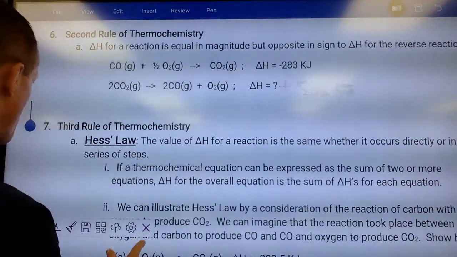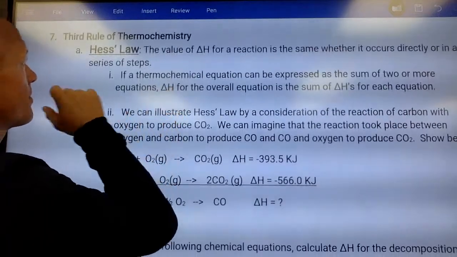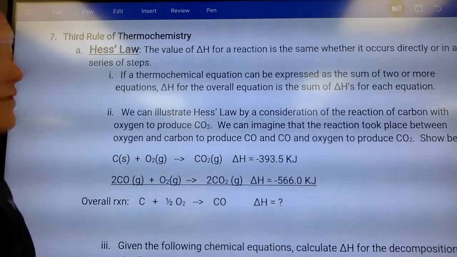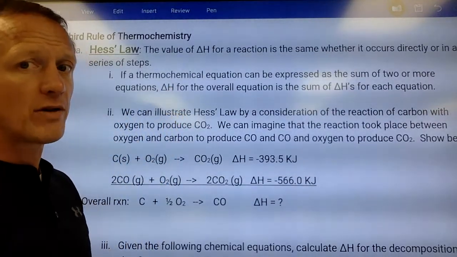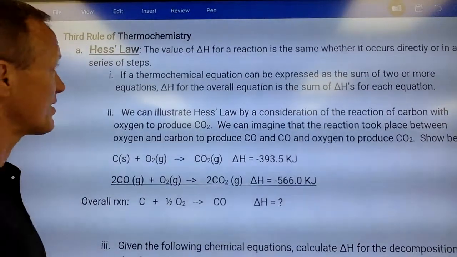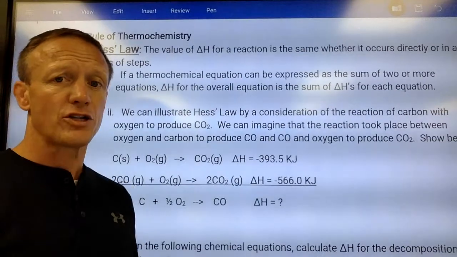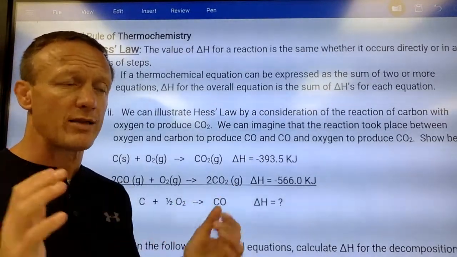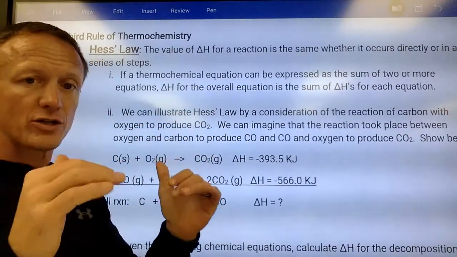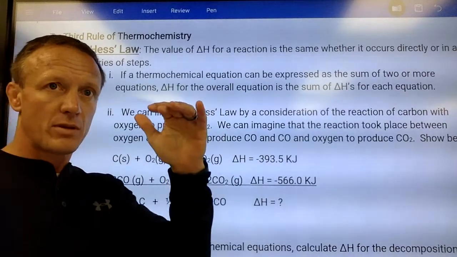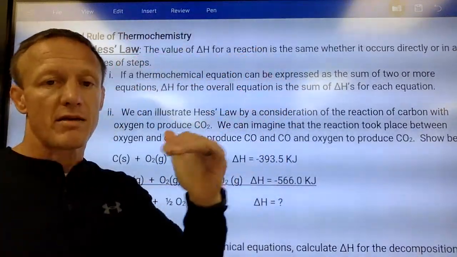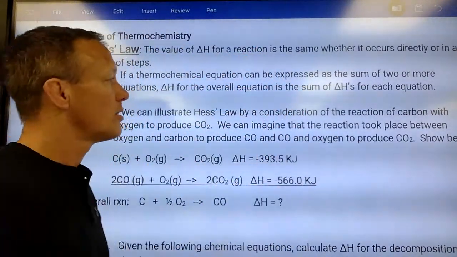If we go down to Hess's law, so Hess's law, the value of delta H, the enthalpy change for a reaction, is the same whether it occurs directly or in a series of steps. Okay, so a lot of reactions occur in a series of steps, even though a lot of times we just write the overall reaction. Sometimes reactions occur in a series of steps, like these two things react to make this, that thing goes back into this part and goes through the rest of the reaction.